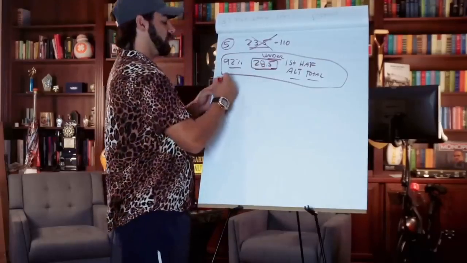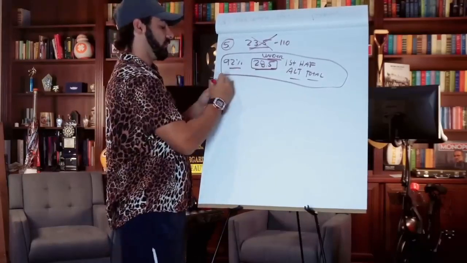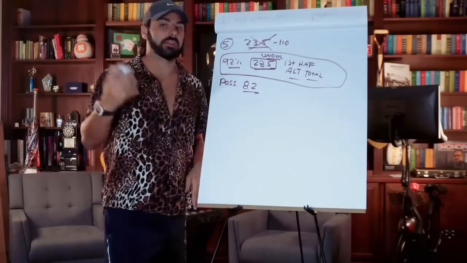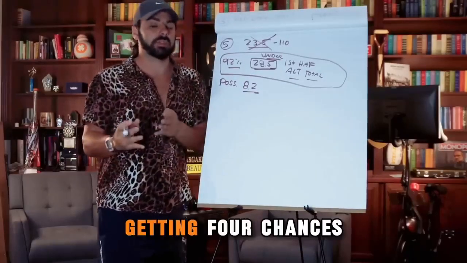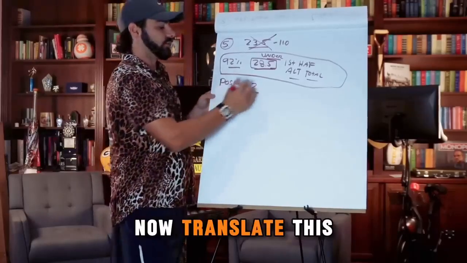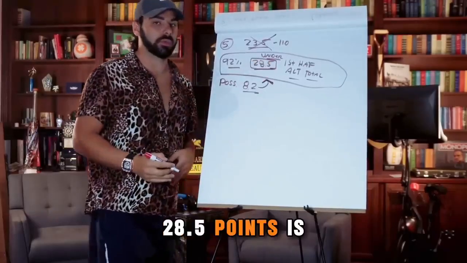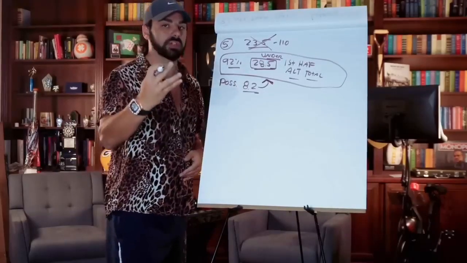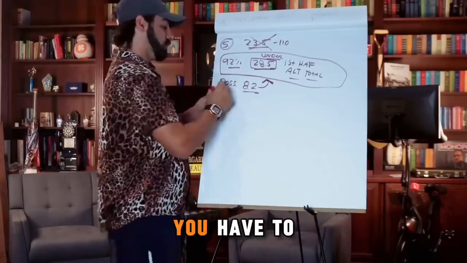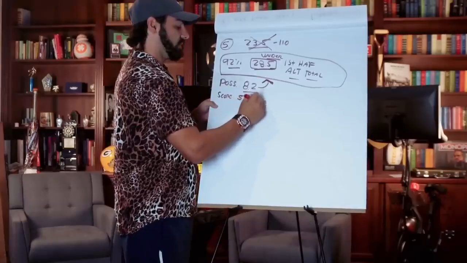In the NFL this season, the average possessions that they're getting in the first half is 8.2. That's the average possessions. So pretty much each team's almost getting 4 chances to score in the first half. Now, translate this number to up here. What you need to go over 28.5 points is more than 4 touchdowns. You need 4 touchdowns and a field goal. So that's 5 possessions, okay? The teams have to score on 5 possessions.